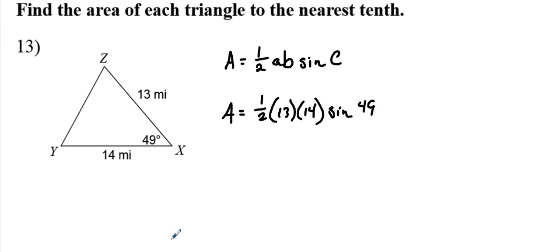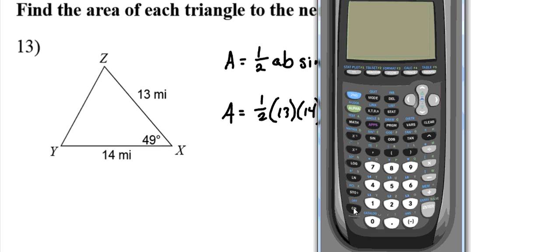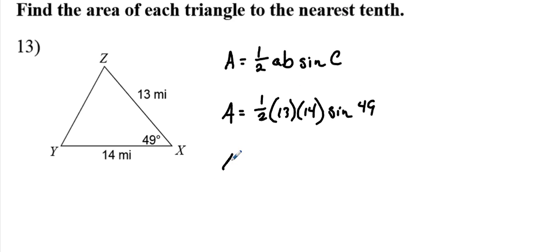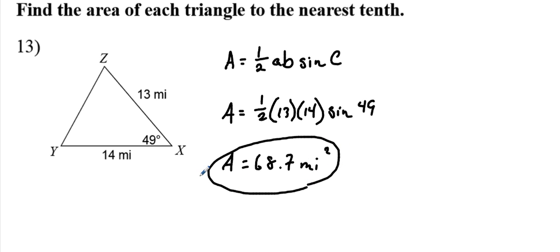And let's go ahead and plug that into the calculator. So let's make 1/2 0.5. So 0.5 times 13 times 14 times the sine of 49. And we're going to round this. This is our answer that we've gotten. So we're going to round this to the nearest 10th, and we will get 68.7 square miles. And it's that simple.